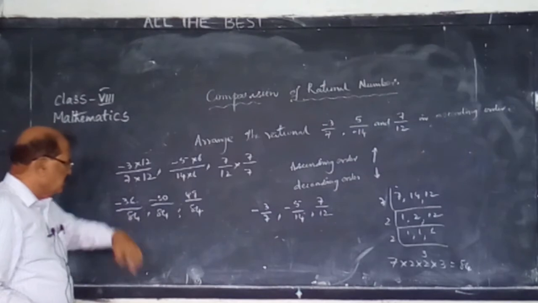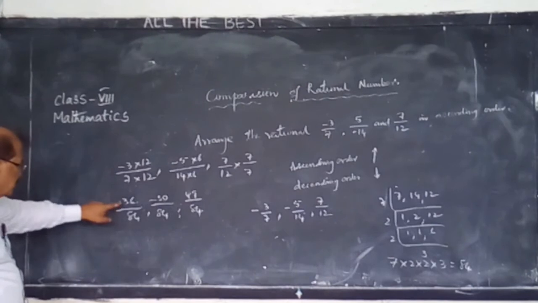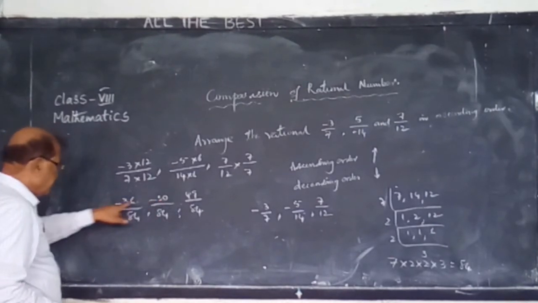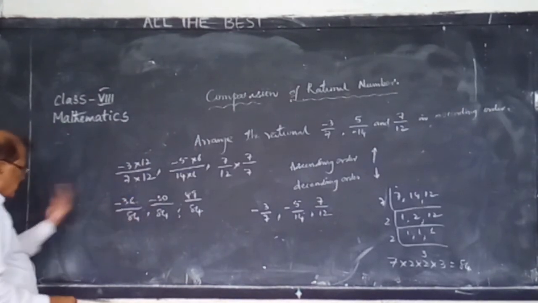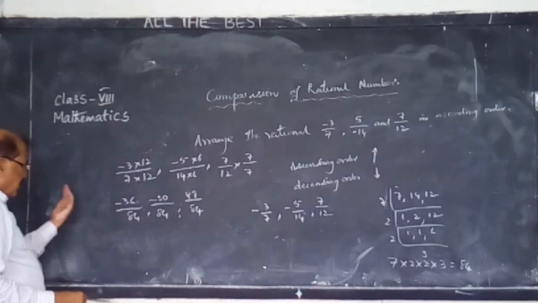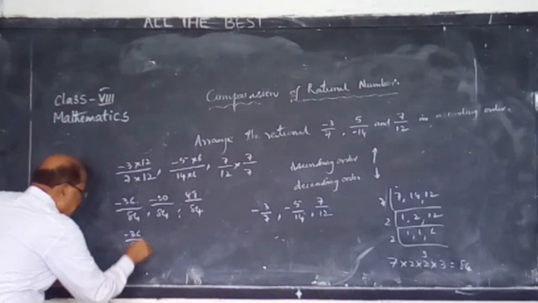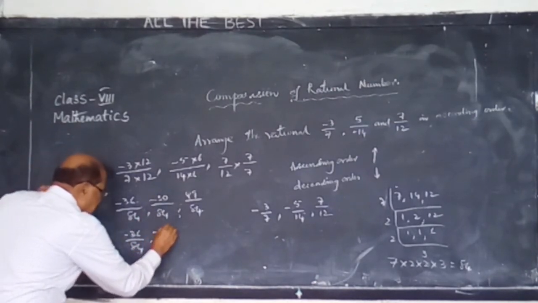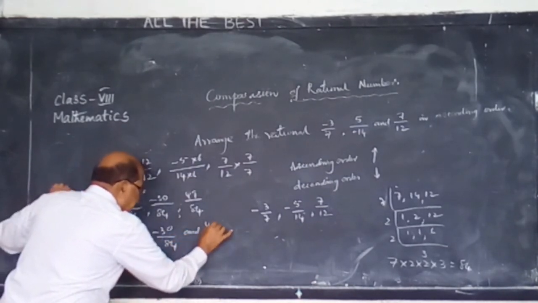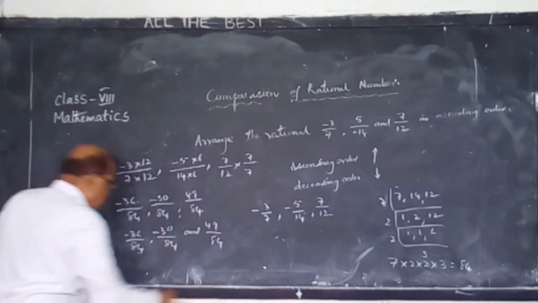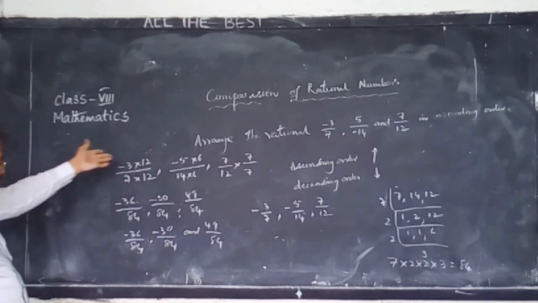All are over 84. So ascending, up. What is the least? Minus 30, minus 36. Minus 36 is the least value. When you go to the left side, the highest value becomes the lesser value. So minus 36 by 84. Next automatically minus 30 by 84 and 49 by 84. Now we must go back to the actual rational numbers.